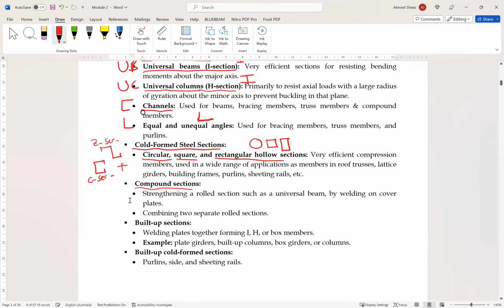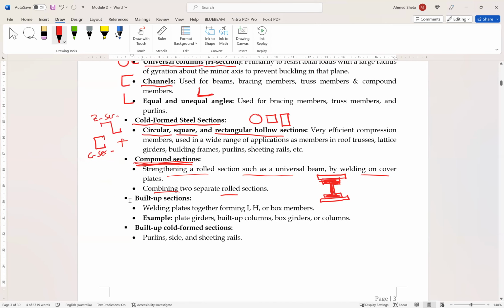We have also compound sections. Compound sections are a combination of hot rolled steel, like a UB section, where we weld some plates on top or on bottom, so it is strengthened with some plates. So this is also a cross section available. You can make it yourself if you want a stronger section.